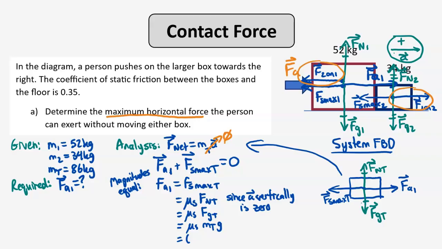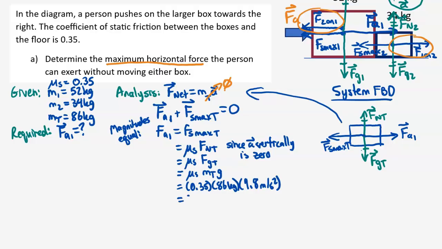Magnitudes are equal. So then we break down the force of gravity. It's always equal to the mass times g. And again, it's the total, so we're using the total mass. And now we can go ahead and sub the values in. I hadn't written down my given of the coefficient of static friction of 0.35, which I've now done. I sub that in with my mass of 86 kilograms, and g is always 9.8 meters per second squared. And then I can continue that, and I get an answer of 294.98 newtons.